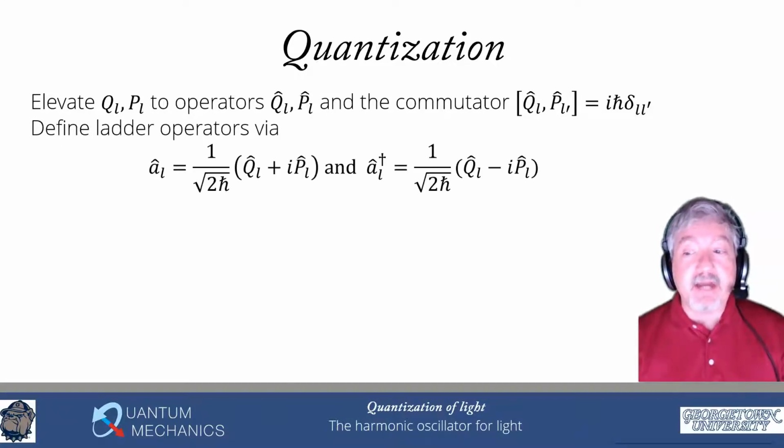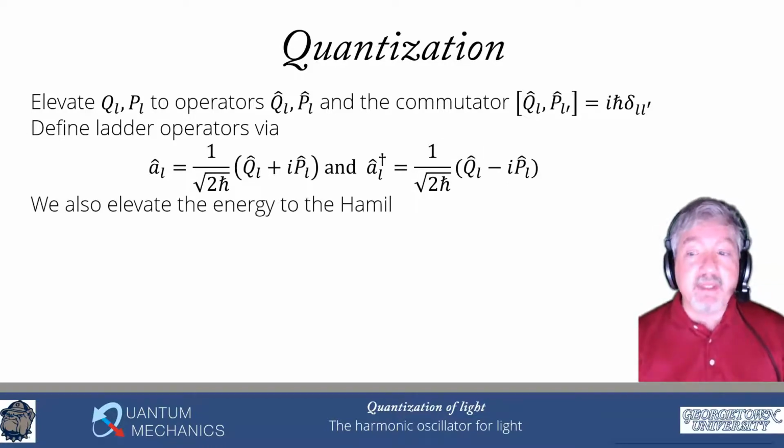We then define ladder operators the same way as we did before, 1 over square root of 2 h bar times (Q_L plus i P_L), and 1 over square root of 2 h bar times (Q_L minus i P_L). And this is the same form as we had for the Dirac operators, but the constant in front is just slightly different from the way that we described raising and lowering operators for the simple harmonic oscillator in the Dirac form.